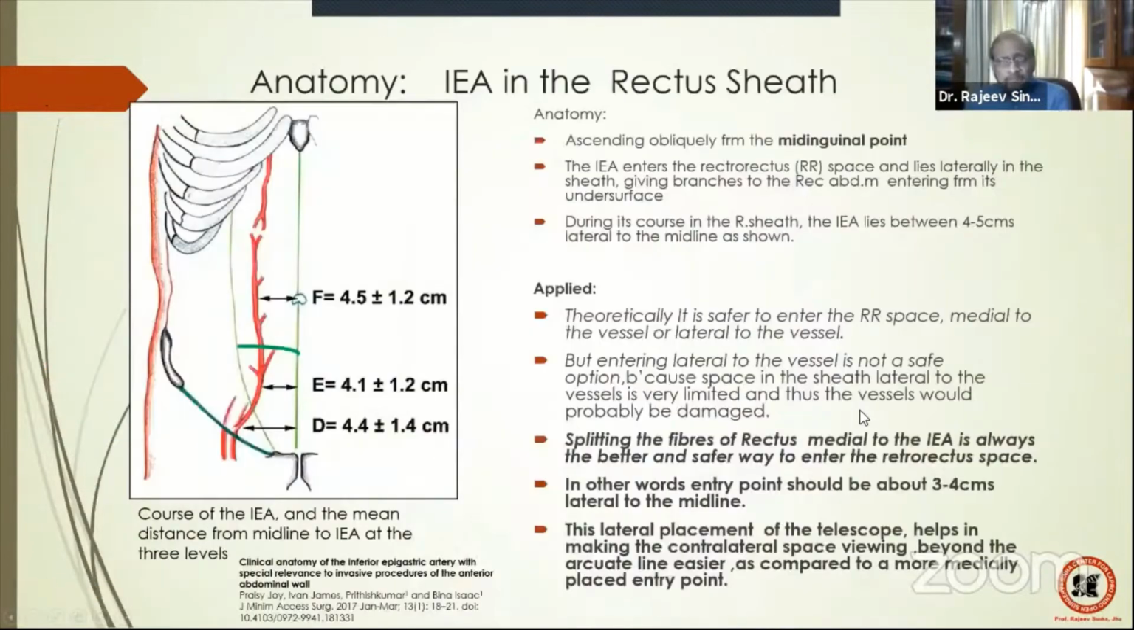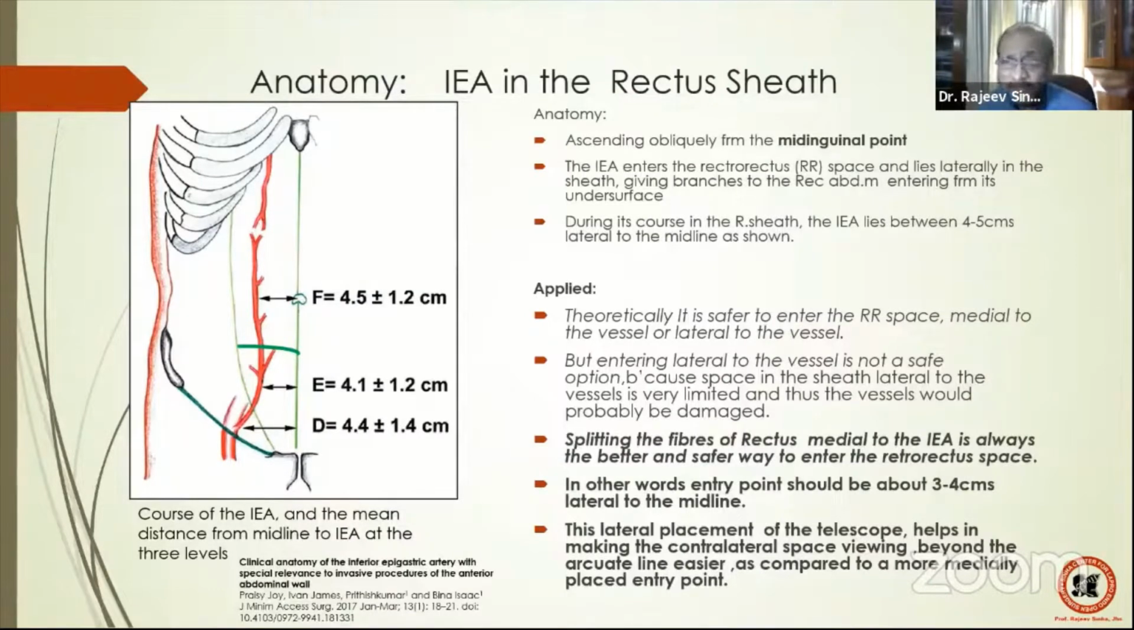Now, what are the two very important things when you do an E-TEP repair? Number one, understanding what the sheath is all about. And number two, where is the inferior epigastric artery? Are we going to damage it or not? Now, if you look at the inferior epigastric artery, it is traveling from the mid-inguinal point and it is entering the sheath at the arcuate line. It's entering it out here. When it enters the sheath, it lies slightly lateral to the midline. So, if it's the middle of the sheath, it's lying lateral.